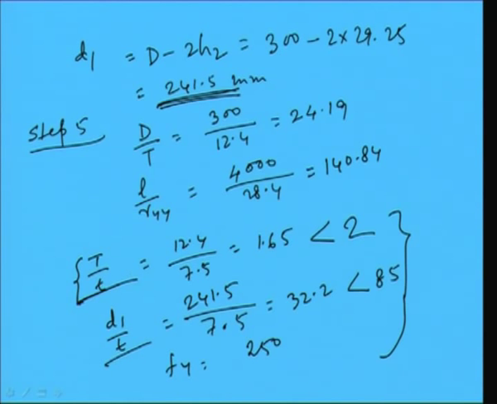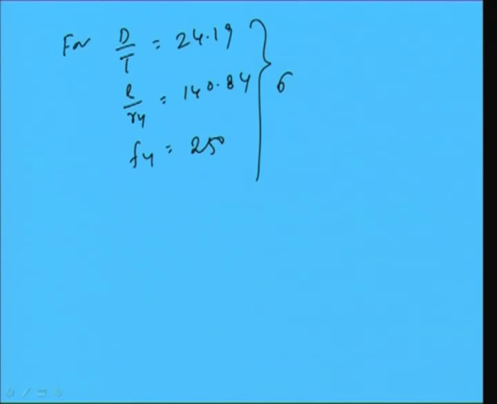And this T by t ratio, whether it is less than 2 or greater than 2, and D1 by t ratio, whether it is less than 85 or greater than 85, this data we have to collect, and then we have to select the appropriate table in 6.1. Okay. For this case, you will see that the table which will be required is 6.1b. So, we are going to use table 6.1b. So, for D by T 24.19 and L by ry 140.84 and fy 250, we can find out the value of sigma bc.